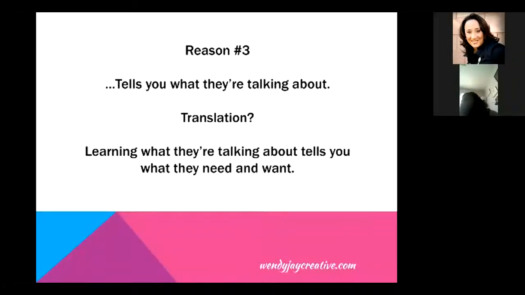And number three, stalking your ideal client tells you what they're talking about. Translation: learning what they're talking about tells you what they need and want. This goes back to what I said earlier, is people will go online looking for answers or to share their frustrations with what they need and want.